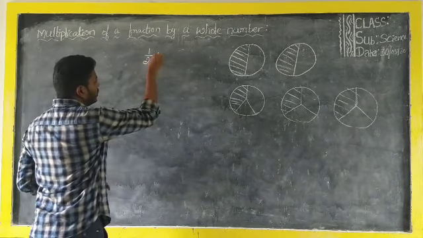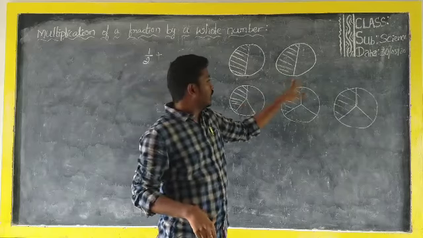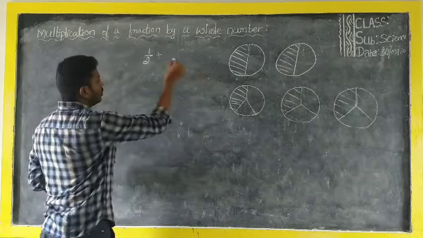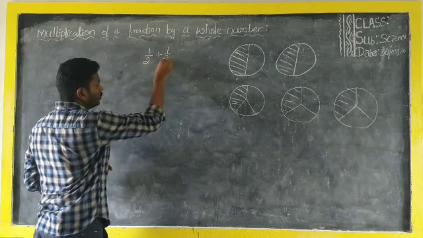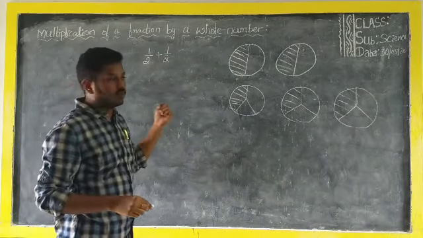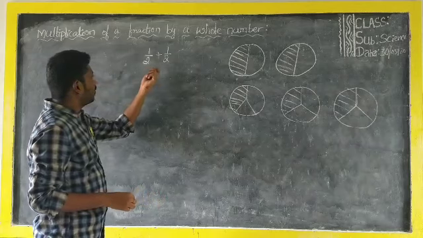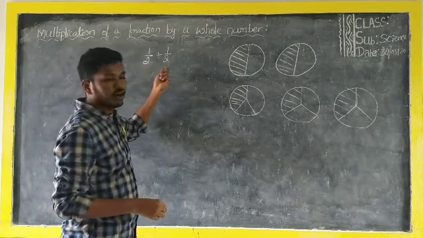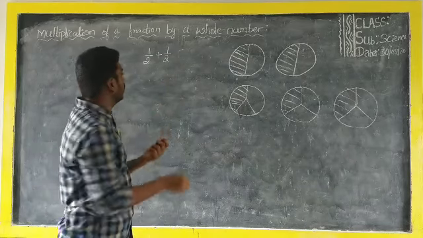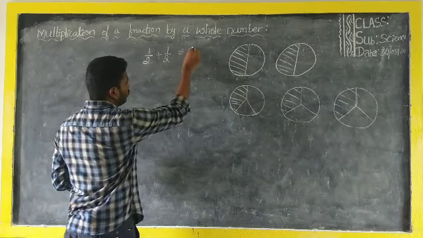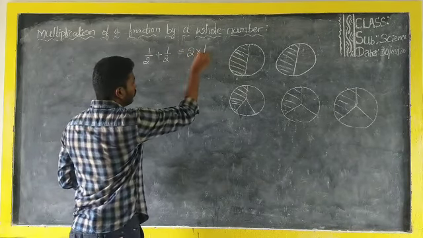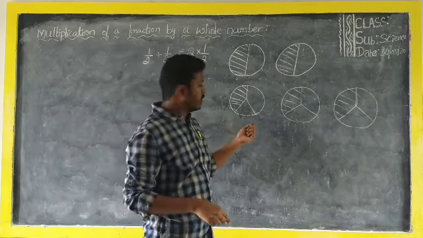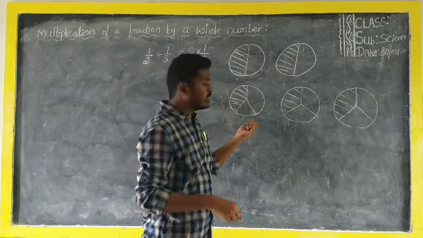1/2 plus. It is also out of two parts, one part is shaded. So I can write here 1/2. Okay, here how many halves are there? Two halves. One half plus half, so total two halves. So I can write this in the form of 2 into half.